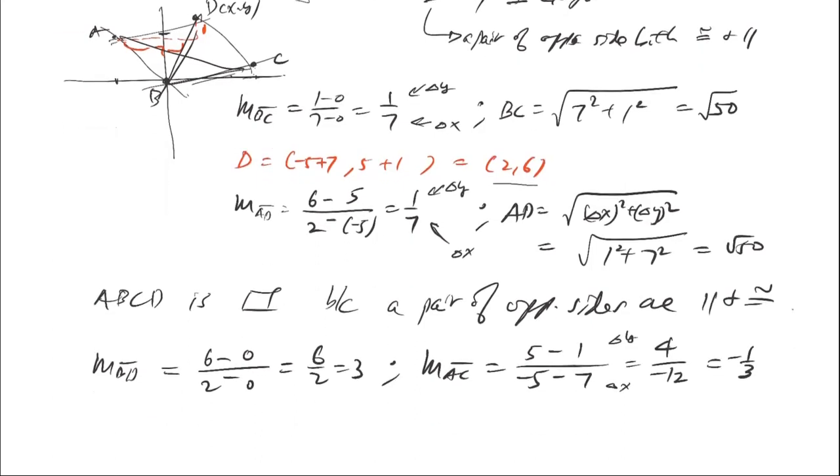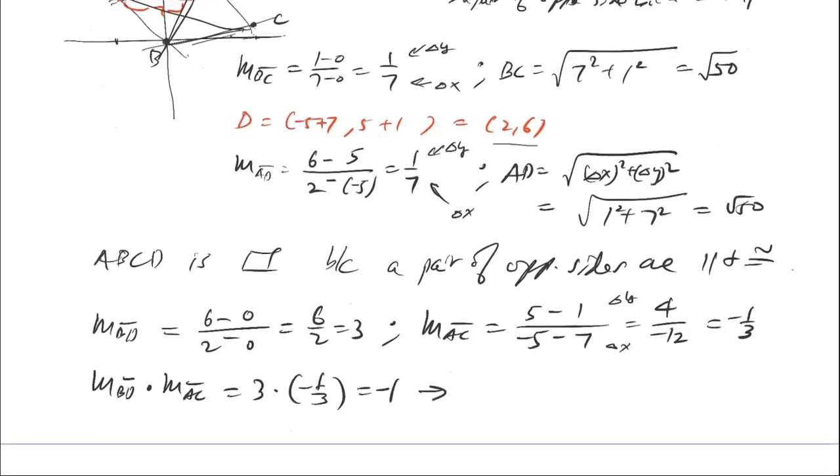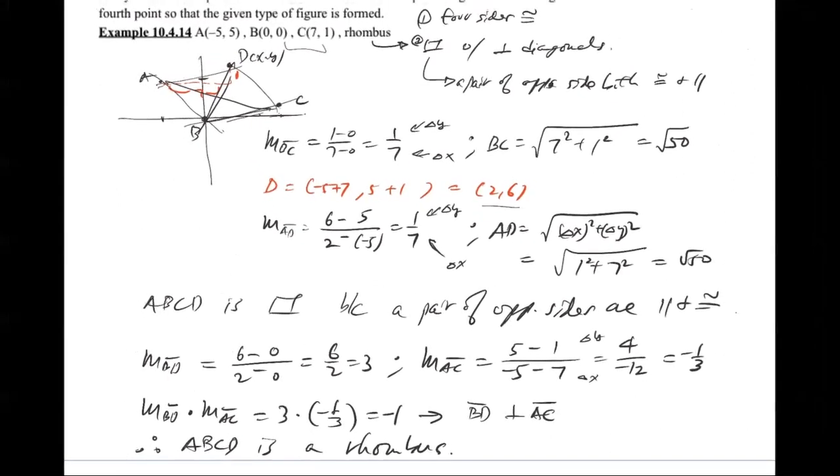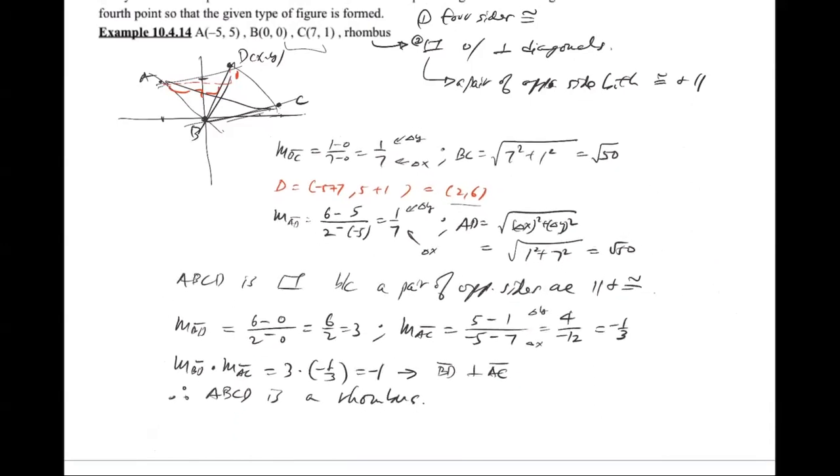Let's go a little bit further. And we know the slope of BD times the slope of AC is equal to 3 times -1/3, which is -1. So that tells me that BD is perpendicular to AC. Therefore, ABCD is a rhombus. Okay, guys? And that is it. This is kind of too big, so I'm going to shrink this just a tiny bit so it'll fit better on my paper. There you go.